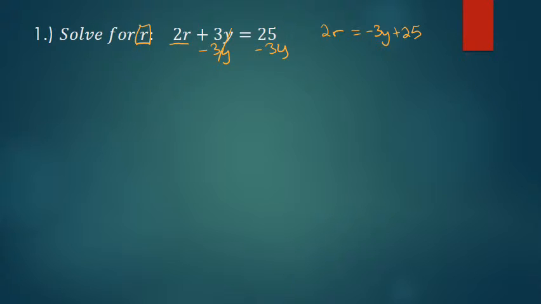Now 25 minus 3y is also okay. Now 2r means 2 times r. So the opposite function to multiplication is division. So I need to divide both sides of the equation by 2. The 2's go away, and I'm left with r equals negative 3y plus 25 divided by 2. And that is my final answer for number 1.